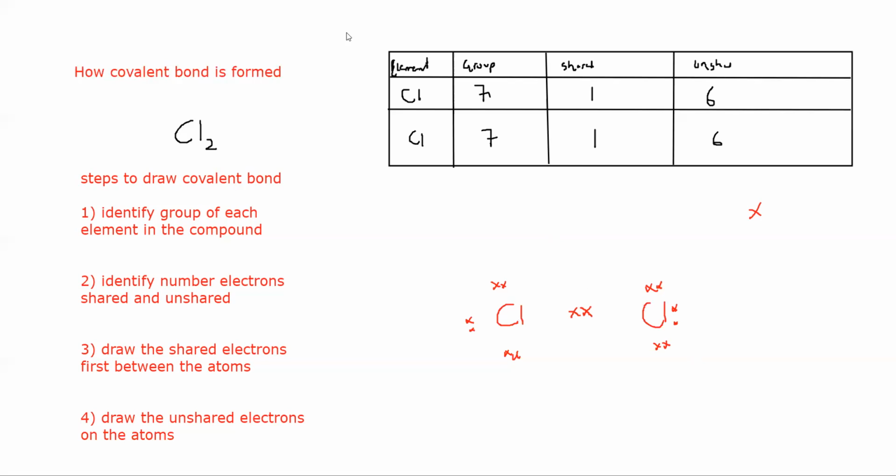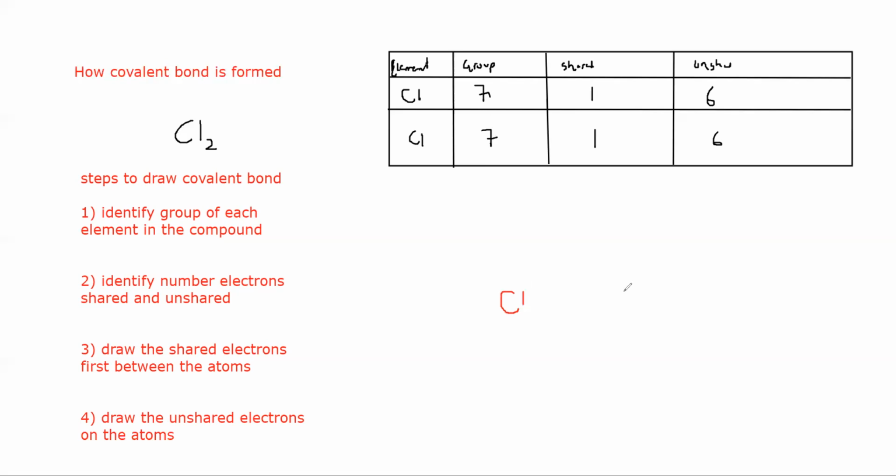So I'll repeat what I did. First, I will draw this table to identify the atoms. Chlorine belongs to group 7, and because it's Cl2, there are 2 chlorine atoms. Drawing the circle is the last part here. It's not necessary, but it's better you draw the circle to show an orbit.